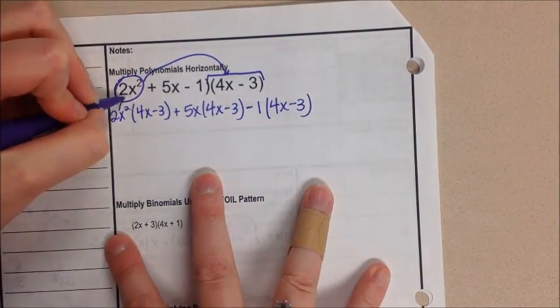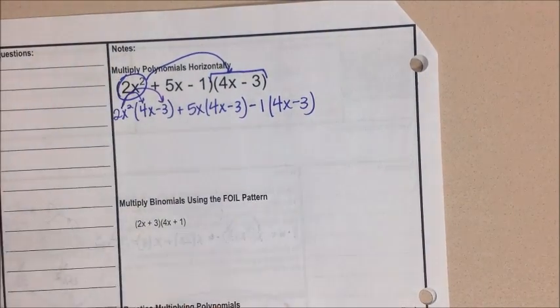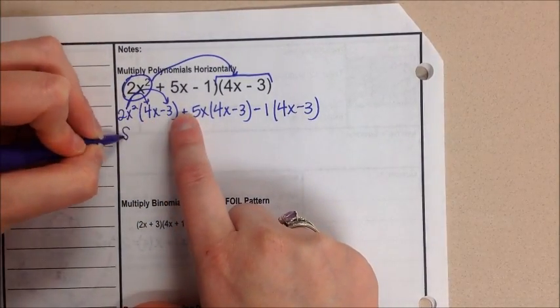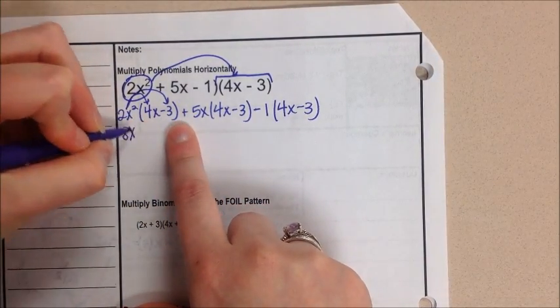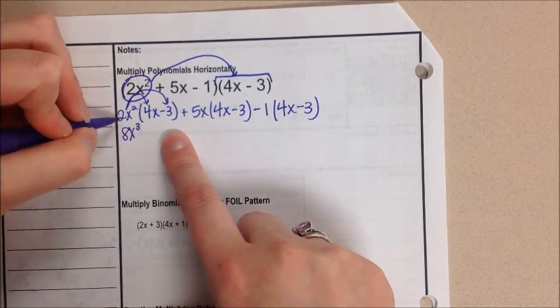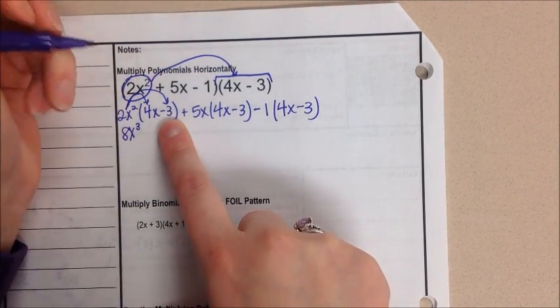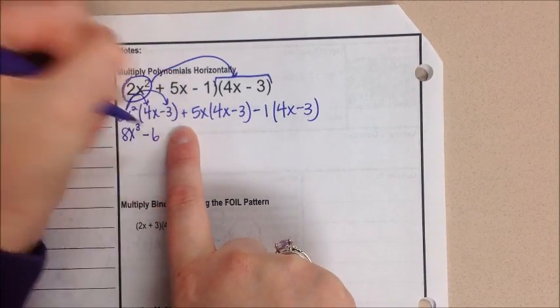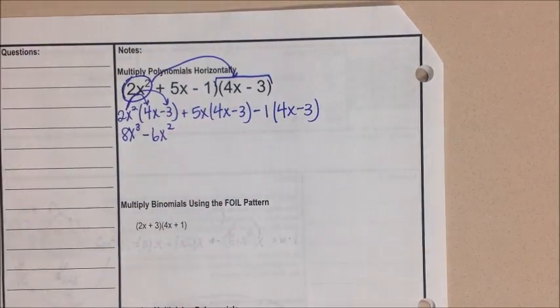Now we have to distribute. Okay, so now I distribute everything here. So I have 2x squared times 4x. So 2 times 4 is 8. X squared times x is x cubed. Okay, 2x squared times negative 3 is negative 2 times 3 is 6, and then I just have x squared.